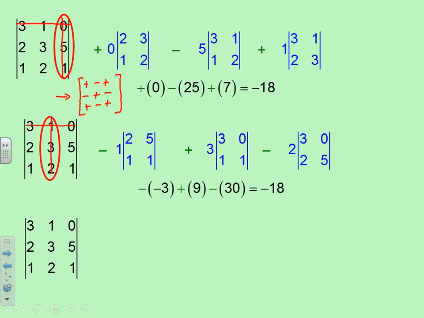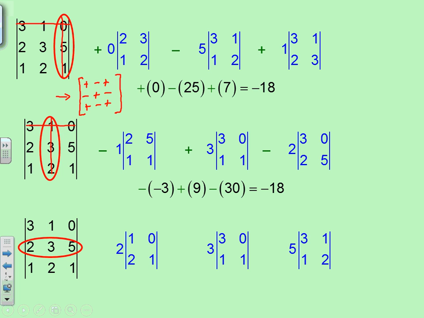So now let's take a look at the last one here. So here, pause the video, find the minors of that particular row, and show that it gives you a -18 when you're done. When you're ready, restart the video. Okay, I'm going to assume that you did what I told you to do and you restarted the video. So now let's take a look here.